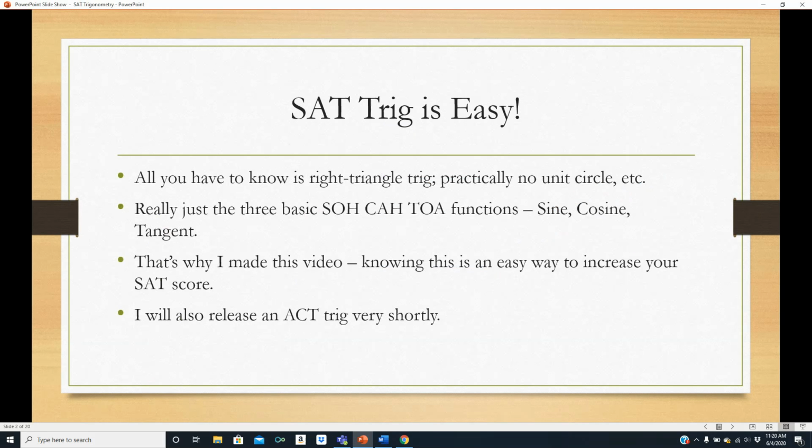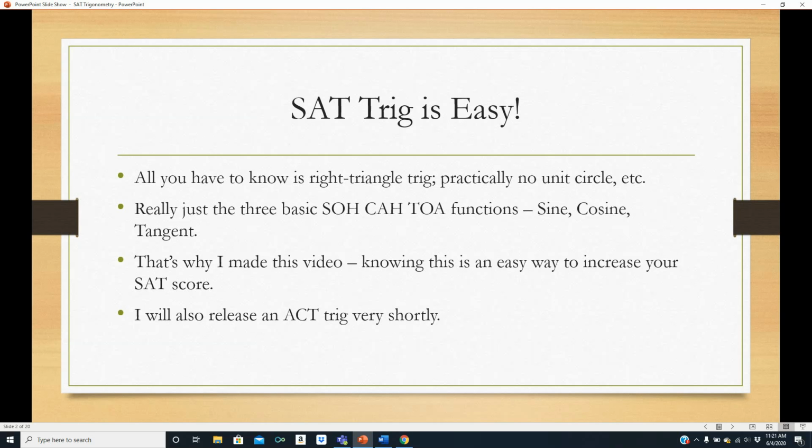SAT Trig is easy, and of course by trig I mean trigonometry, not a trigger, ha ha ha. All you have to know is right triangle trig, practically no unit circle, etc. You really just need to know the basic SOHCAHTOA functions, that is, sine, cosine, tangent. That's why I made this video. Knowing this SAT trig is an easy way to increase your SAT score.